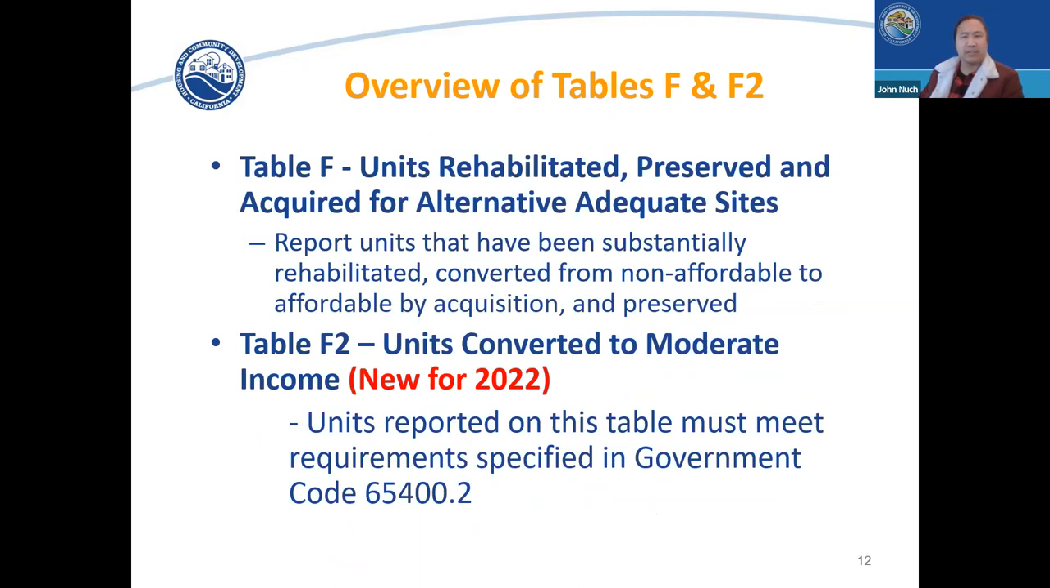The left side is for you to share information only and does not tie to credit towards RENA. This section of the table is unlocked and we recommend that jurisdictions fill it out for your own records so you can keep track of any rehabilitated and preserved units. The right side of the table applies if the jurisdiction used the alternate adequate sites option in the housing element review and has units to credit towards RENA. Contact HCD if you think this applies to you. Additional documentation will be required, and HCD will assist you in completing the form.